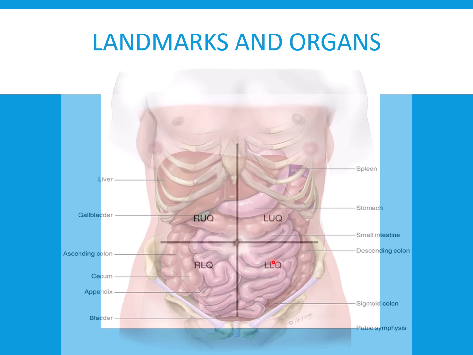So the left lower quadrant is more likely where you're going to have complaints of abdominal pain if it's related to constipation, because our sigmoid colon here comes around and then dumps into the rectum and anus. So here would be the most common place that you would find a mass if you're palpating for constipation.